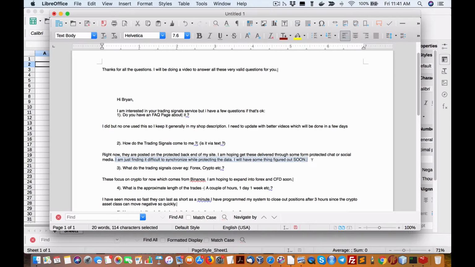because I'm just trying to determine how much data do people want. If I'm updating every hour, do you only want the positions that are taken on? And remember, those positions can come and go, entered and closed off within a few minutes, probably even a minute. So that is the best way to do it. I'm just finding it difficult to synchronize while protecting the data. That's what I'm trying to say here. And I'll have this figured out soon, which we're working on.